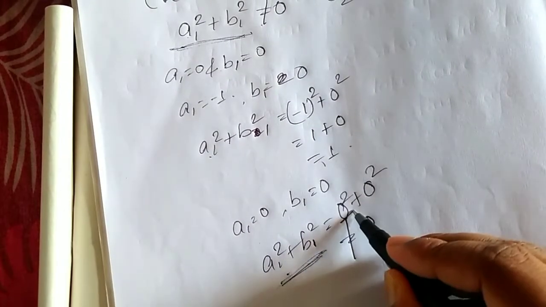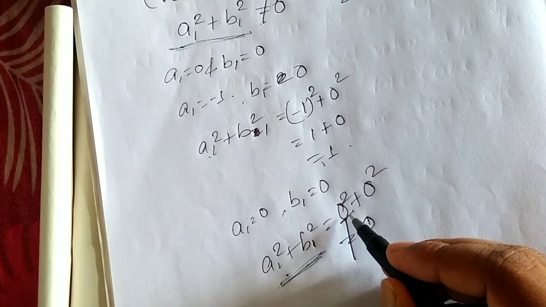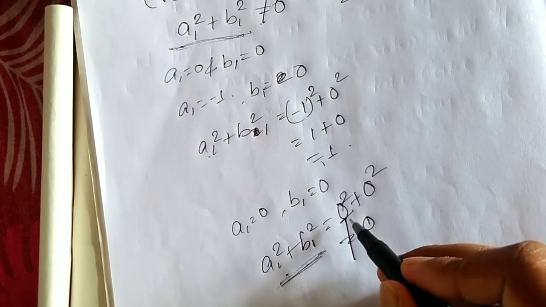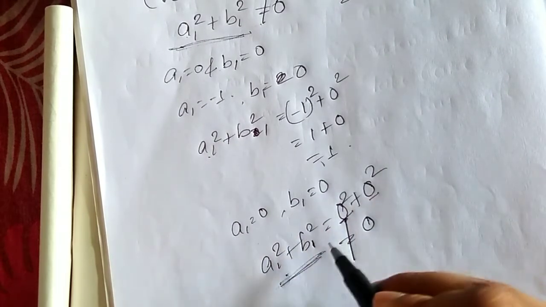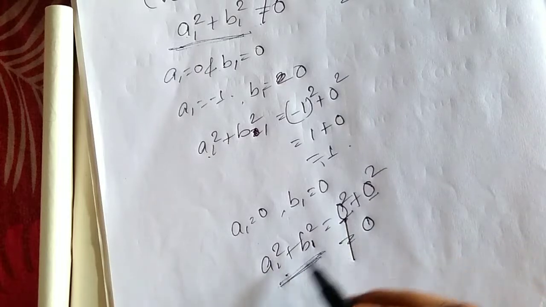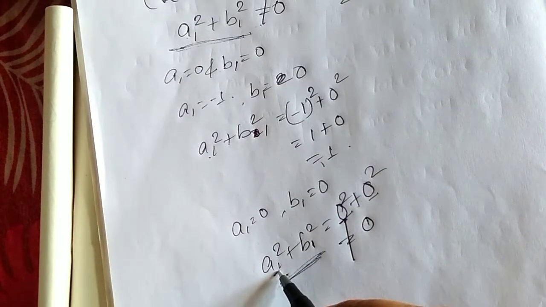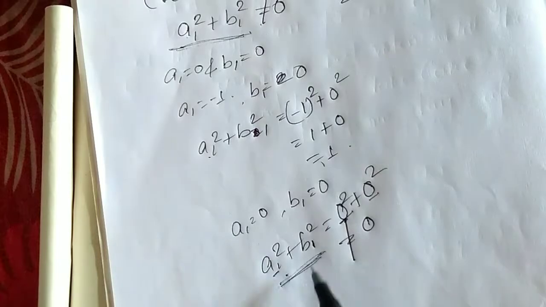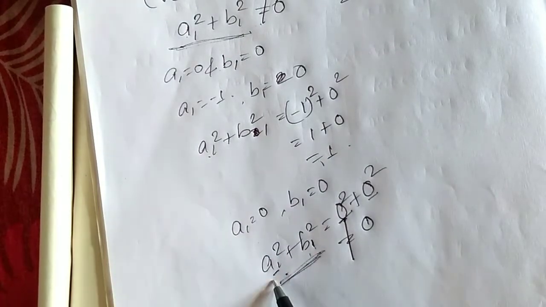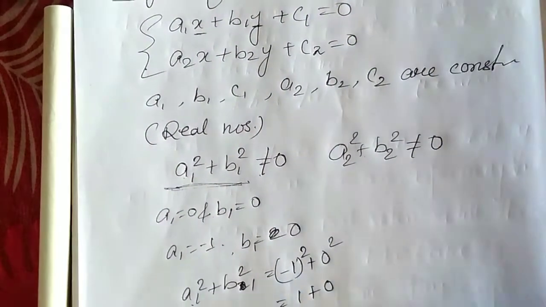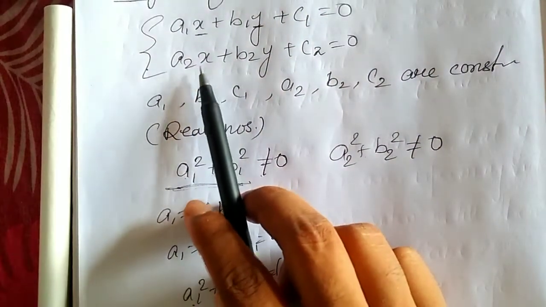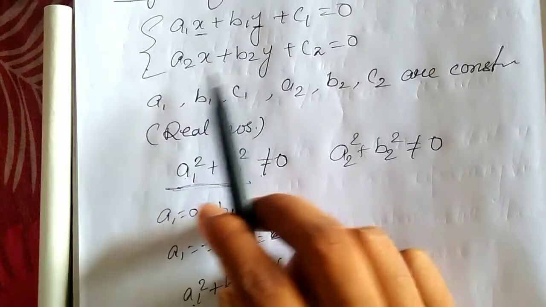That means at the same time a1 and b1 cannot both be 0. You can make one of them 0 at a time. Suppose a1 is 0, then b1 will not be 0. If b1 is 0, a1 will not be 0. The same situation holds for the second equation: a2 and b2 cannot be 0 together.